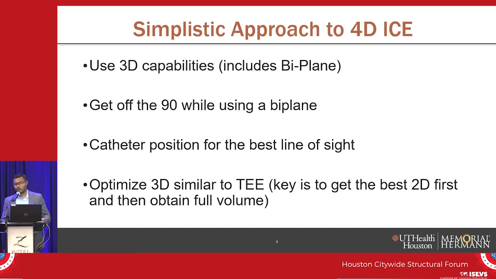So my simplistic approach to 4D ICE is that whenever I use it, I use 3D capabilities, including biplane. Even if you don't take the 3D volume, I'll always biplane it so it minimizes the need to go and look for different things. Always get off the 90 degrees while using biplane. Catheter position, there is no ideal position for any of the ICE maneuvers. You just get it in a position where you have the best line of sight for the structure that you're looking for. And optimizing 3D is similar to TE. The key is to get the best two-dimensional images and then optimize that and acquire the full volume and then analyze that.